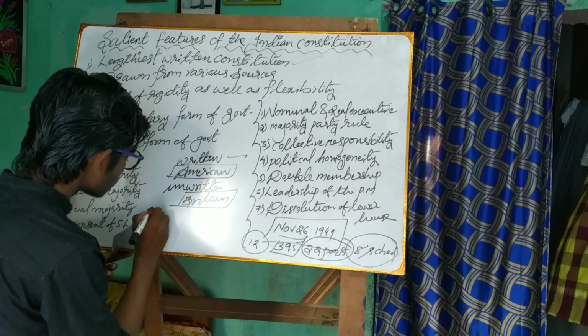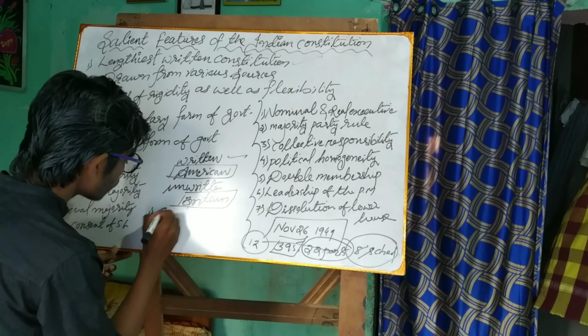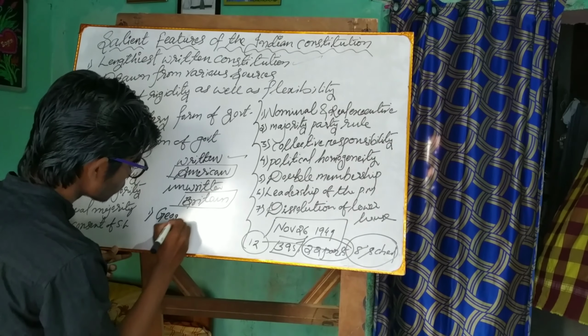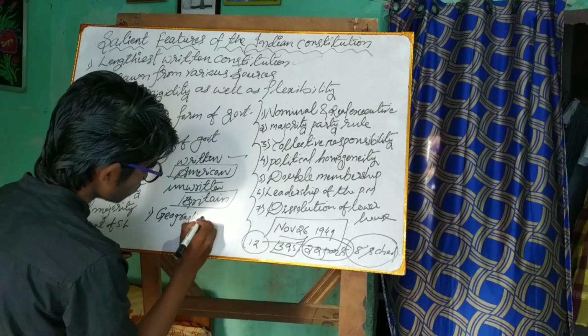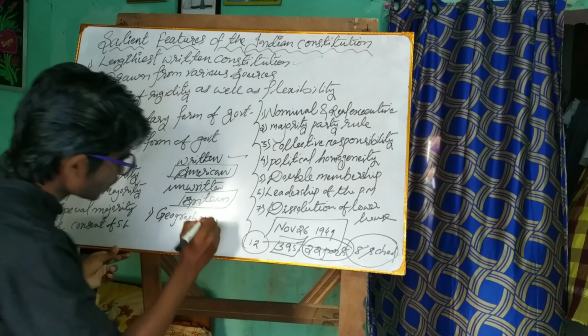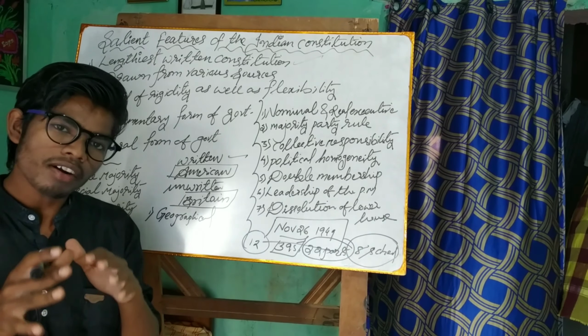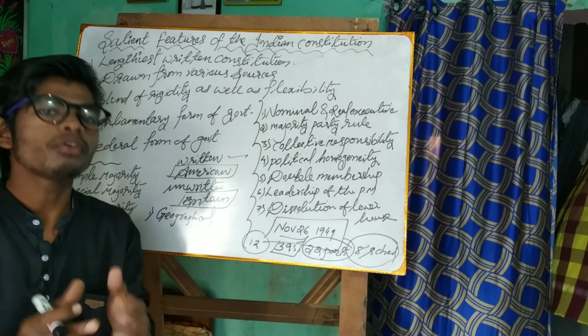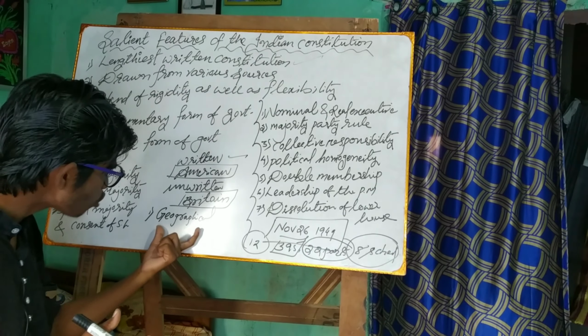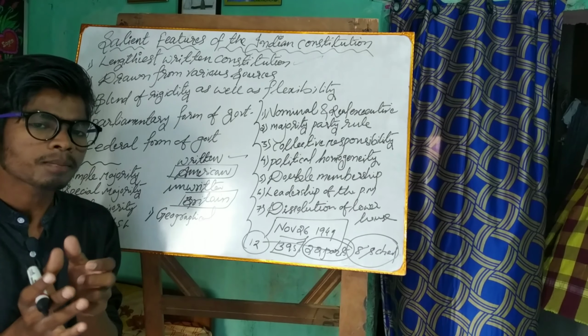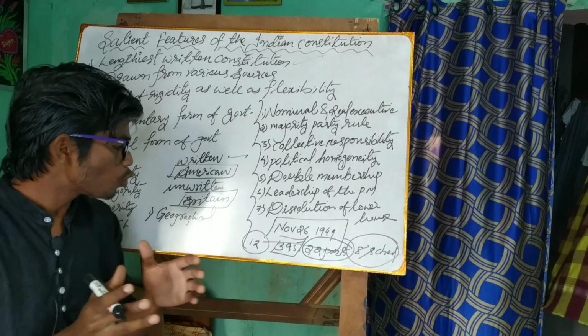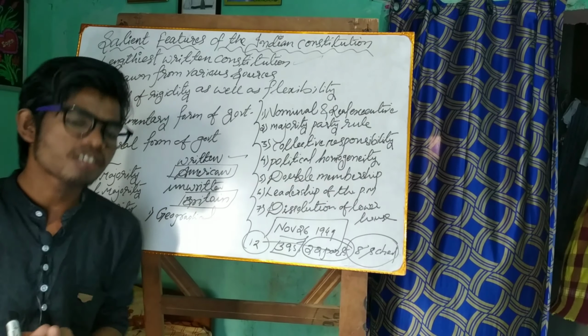The first one we have is the geographical factor. India is a very vast country along with its diversity, and this is one of the most important factors which explains the bulkiest nature of the Indian Constitution.